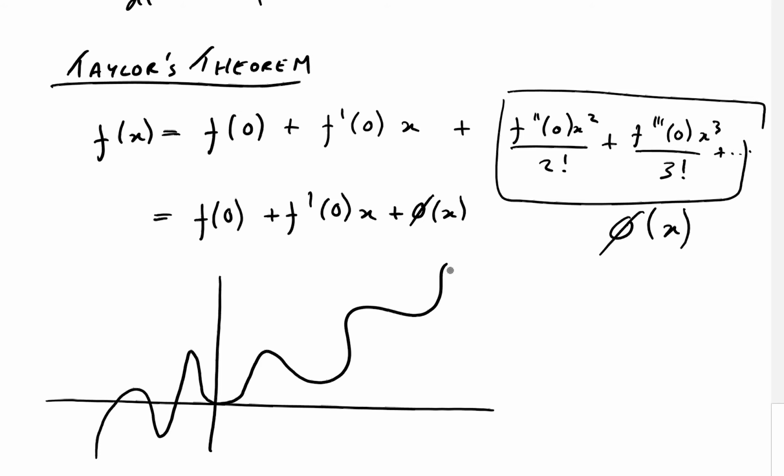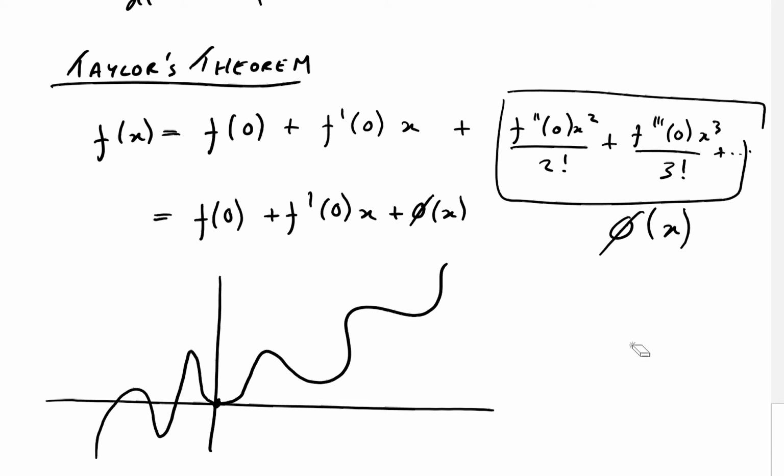So I start at 0 and I approximate it. I just evaluate my function at 0, so I'm going to get an exact value for the function at 0. Then I add to that the derivative of the function at 0 times x. So I start off with just my function evaluated at 0.